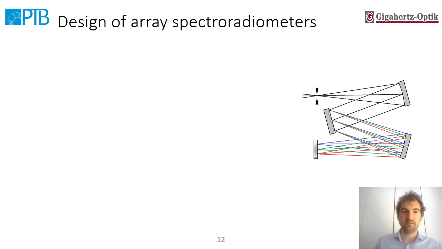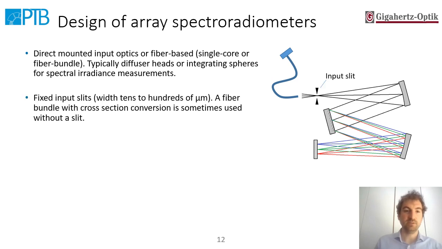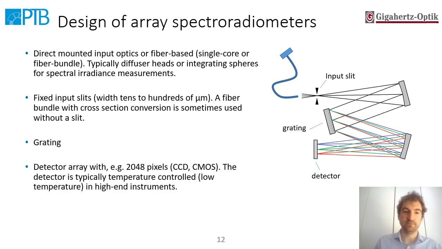So if we look at the details of the design, we can start here with the fiber optics and an input optics, which is here, and a diffuser. It could also be directly mounted, as I told you before. Then we have the input slit, which is usually in the size of tens or hundreds of micrometers, let's say 40 micrometers to 100 micrometers. Sometimes you have directly coupled fibers which have a cross-section conversion. So the exit of the fiber, let's say, is the beginning of the spectrometer, so the input slit. We have a grating and the detector.